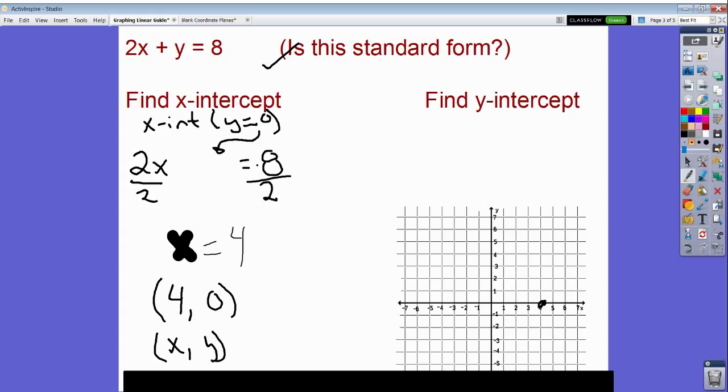Now for my y-intercept, we know that x will always be equal to 0.